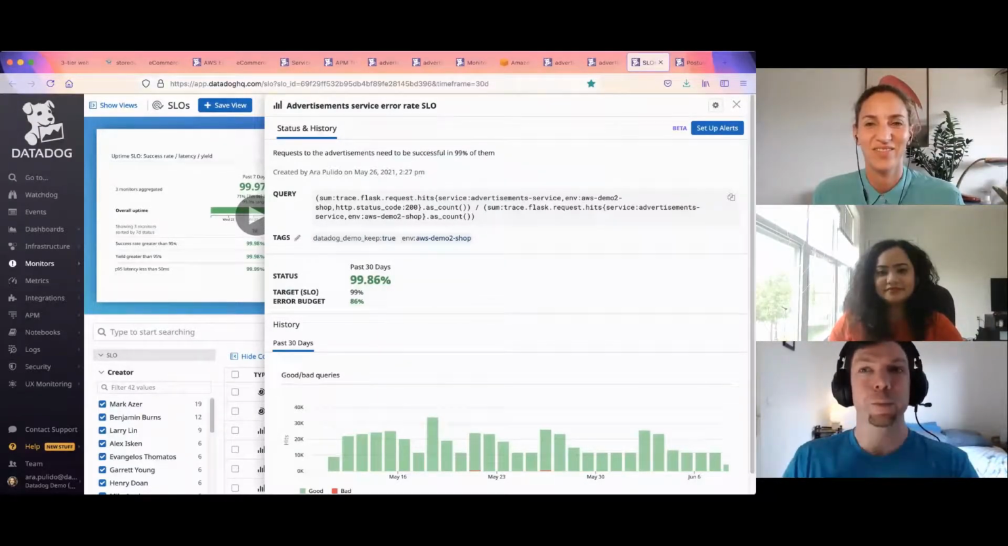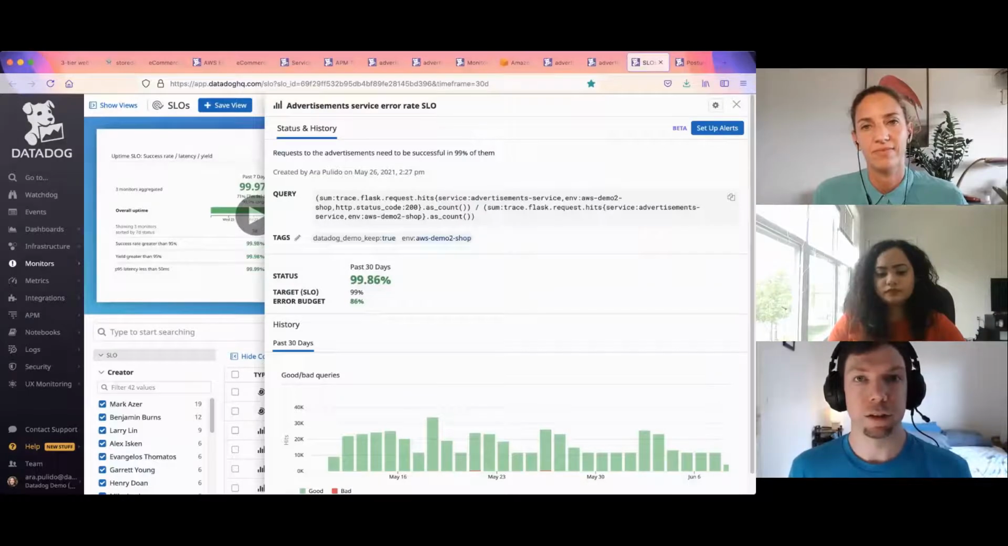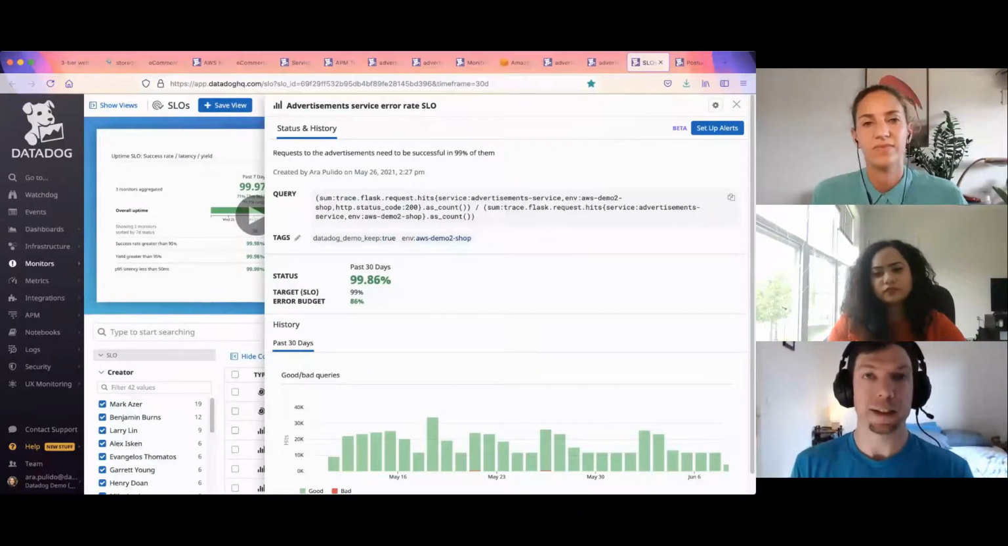And when it does, when your targets begin to slip, that's when you start to lose out on that budget, right? You're spending that credit, and as your budget decreases, you need to take remediation steps, right? So you go, we don't have enough budget to spend on a given risky behavior. We need to stop and we need to fix problems. That's the idea.